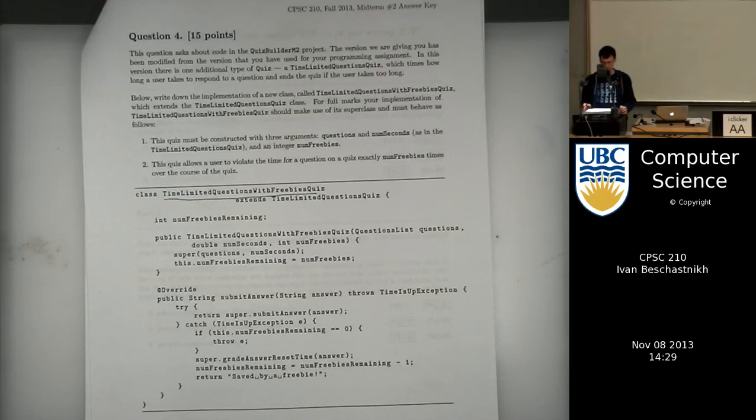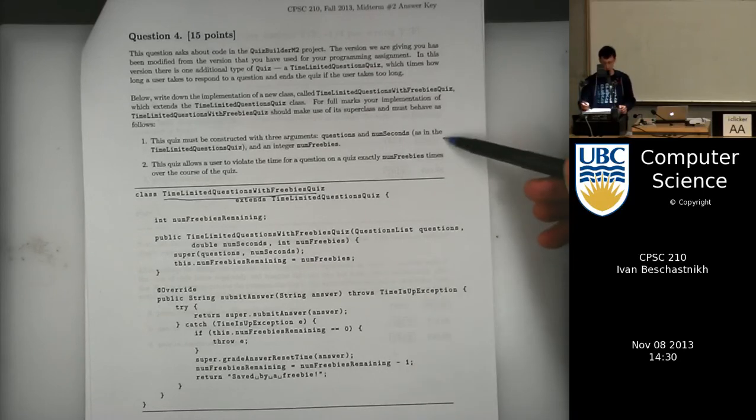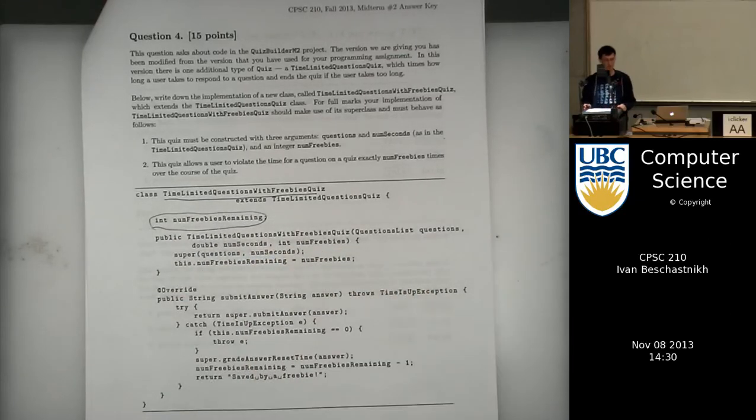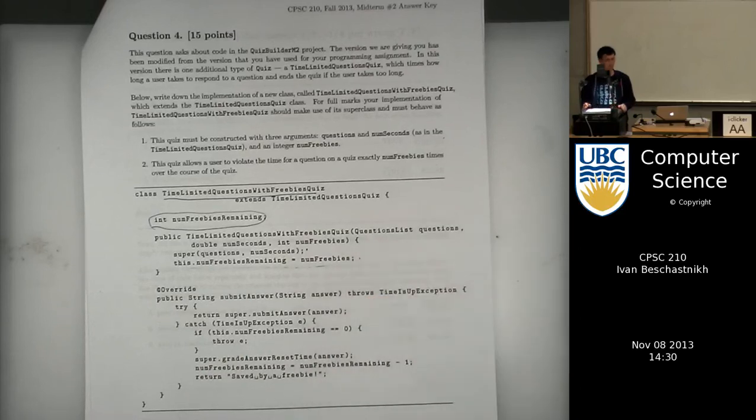What were we looking for? So the first step is that you have to initialize this class. So we told you what the constructor took. And you had to maintain some state about the number of freebies remaining. So you needed to define some variable. You needed to make sure that it's initialized. And then you also had to initialize the constructor. You had to call your super's constructor. Right, so those 3 were important. So we're looking for those.